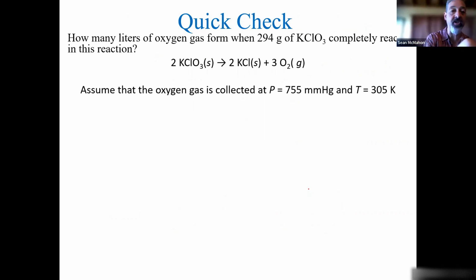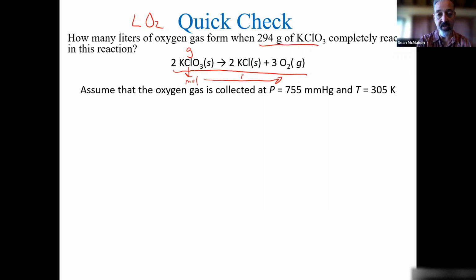How many liters of oxygen? So again, I'm trying to find liters of oxygen. It is formed from 294 grams of potassium chlorate in the following reaction. So I'm given grams of potassium chlorate. I can convert this to moles of potassium chlorate using molar mass, and then I can convert it to moles of oxygen using our mole-to-mole ratio. If this was at STP, I could say 1 mole of oxygen is 22.4 liters, but this is not at STP.